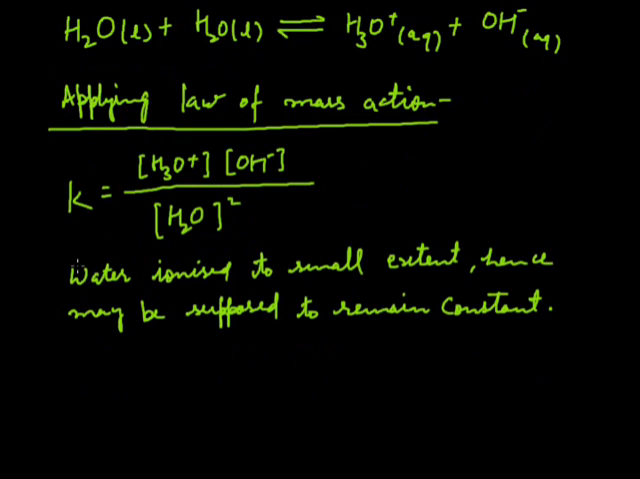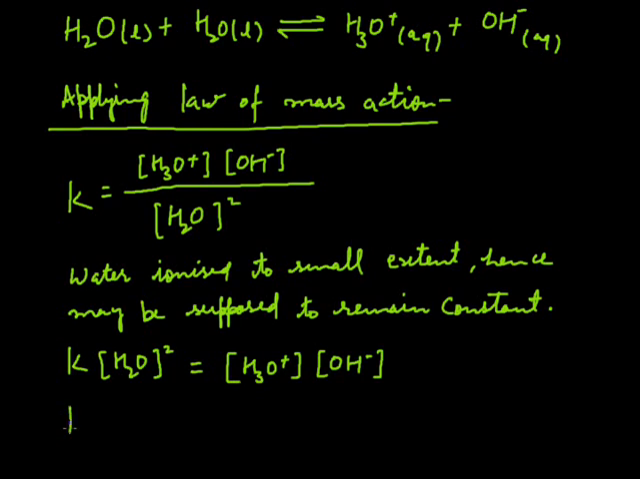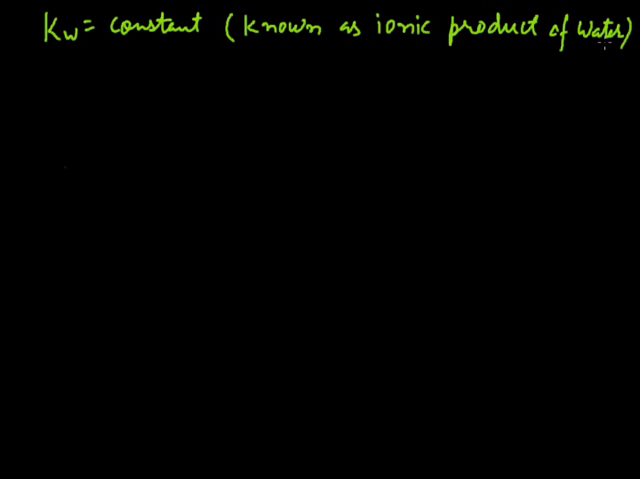My equation can be written as, here a new constant Kw will be used. Here Kw is a constant. It is known as the ionic product of water. Therefore, the product of concentration of H plus ions and OH minus ions in water at a particular temperature is known as the ionic product of water.